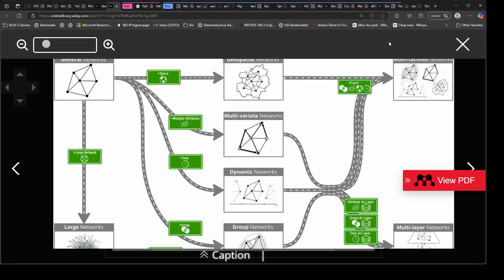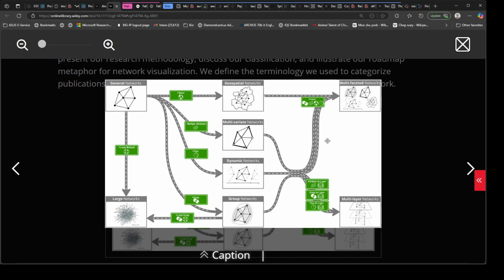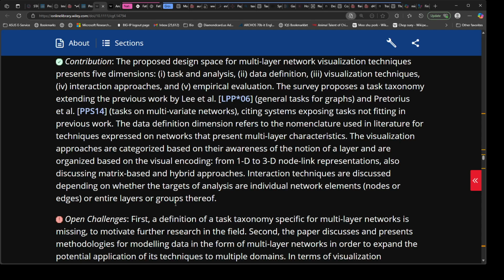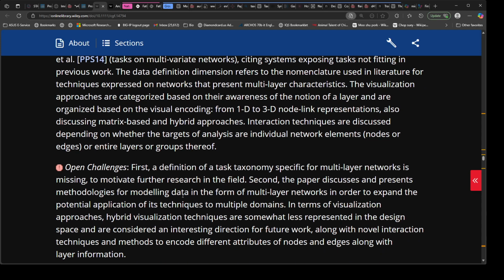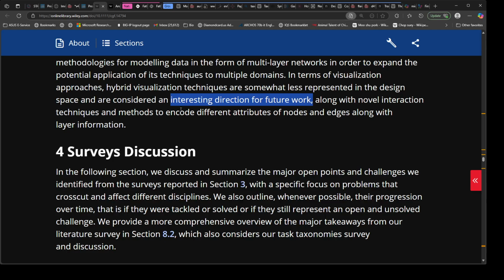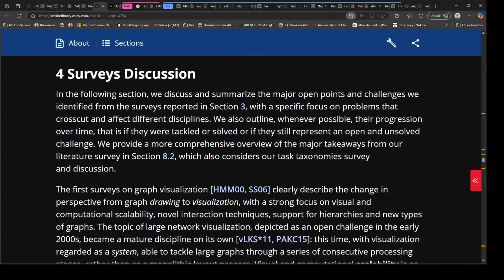Image open challenges. First, a definition of a task taxonomy specific for multilayer networks is missing, to motivate further research in the field. Second, the paper discusses and presents methodologies for modeling data in the form of multilayer networks in order to expand the potential application of its techniques to multiple domains. In terms of visualization approaches, hybrid visualization techniques are somewhat less represented in the design space and are considered an interesting direction for future work, along with novel interaction techniques and methods to encode different attributes of nodes and edges along with layer information.